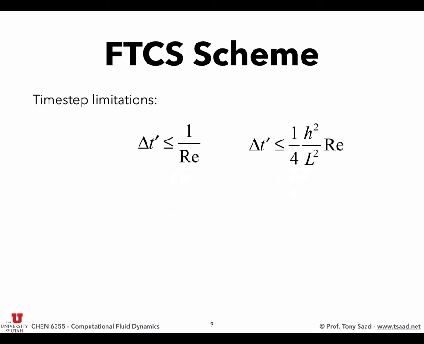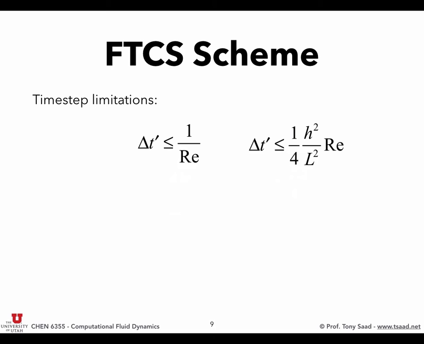What happens at small Reynolds numbers? This term is going to go to infinity, so we're not worried about that, but this other term is going to go to 0. Okay? What happens at large Reynolds numbers? This one is going to go to infinity, but this other one is going to go to 0. So we're stuck between a rock and a hard place for the Reynolds number.